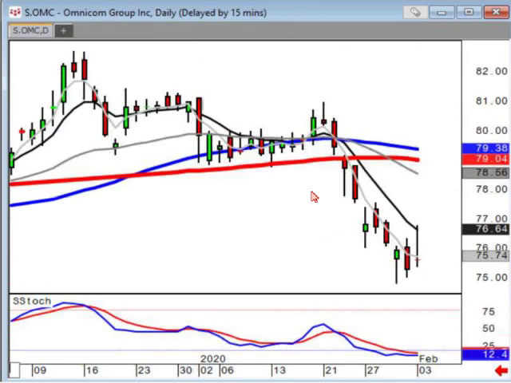OMC, oh boy, that would have been a toughie to stay in if you had been short. But if you are short, definitely want to see it open lower and trade lower tomorrow.